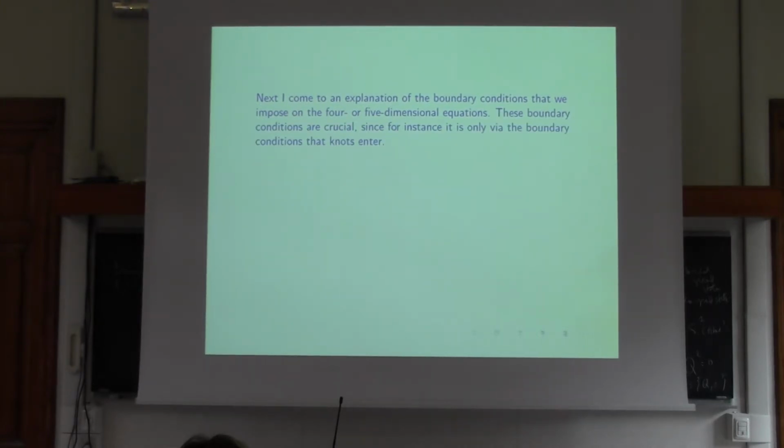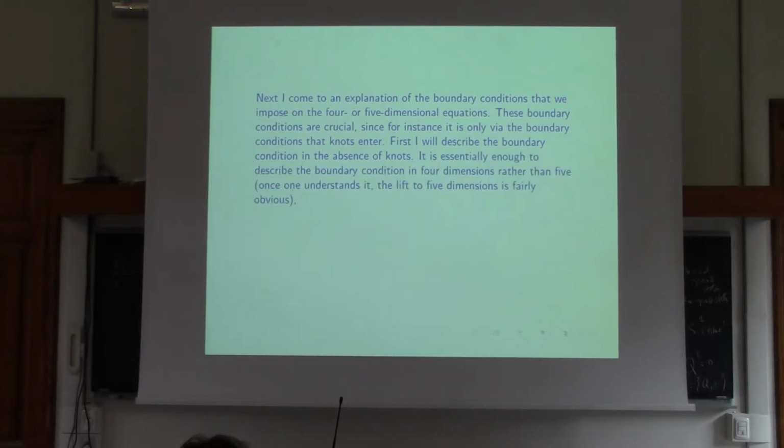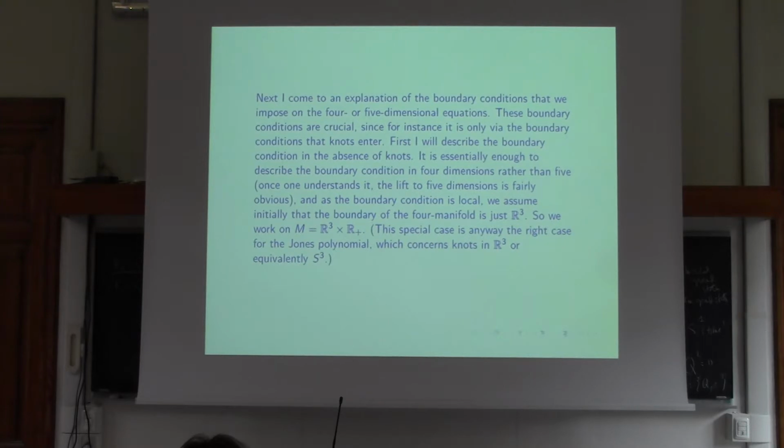So the boundary conditions are crucial because, for instance, it's only by the boundary conditions that knots enter. First, I'll describe the boundary condition in the absence of knots. It's essentially enough to describe the boundary condition in 4 dimensions once you understand that the lift to 5 dimensions is fairly obvious. And since the boundary condition is local, we can assume that the boundary is just R3, which is our main application.